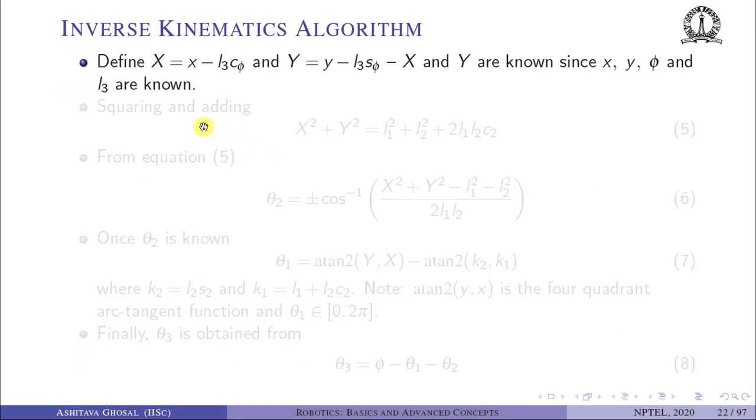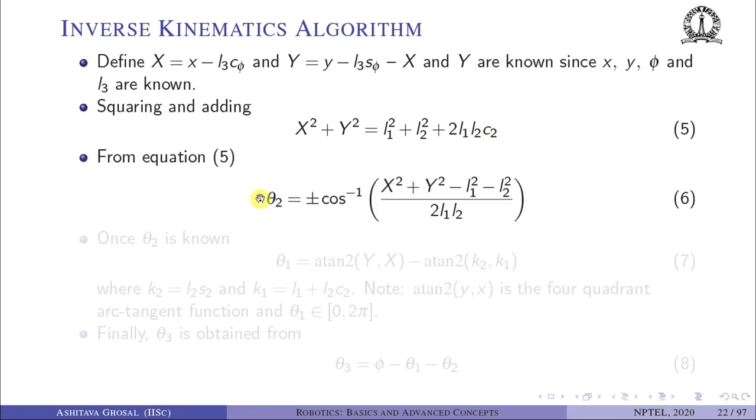So what do we do? We can define a new variable capital X, which is x minus L3 cos phi, and a capital Y, which is y minus L3 sine phi. Capital X and capital Y are known, because since small x, small y, and phi are given, this is the inverse kinematics problem. So if you now square and add, capital X squared plus capital Y squared, we can see that you will get L1 squared plus L2 squared plus 2 L1 L2 cosine theta 2. Not cosine phi, cosine theta 2.